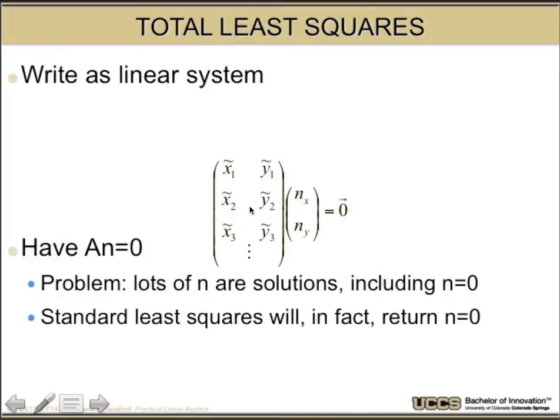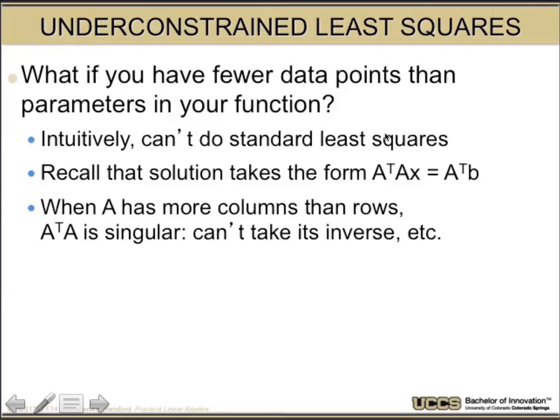We write this down as a linear system, the x, y matrix times (nx, ny) equals 0, and put them all together. That gives a large matrix. Notice this matrix is not square, and we then want to solve An equals 0. This, of course, has some problems. There's lots of solutions, including n equals 0. In fact, if we do very standard least squares, we'll just get n equals 0 as our solution. So we have to find a better way of getting the solution, and we're going to do that by using SVD.